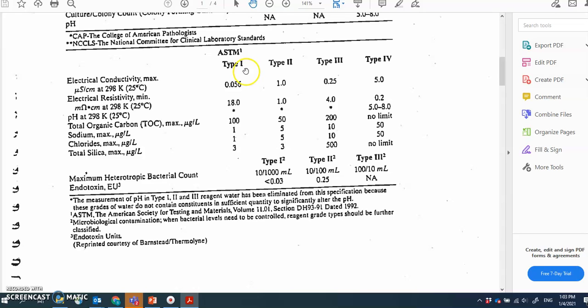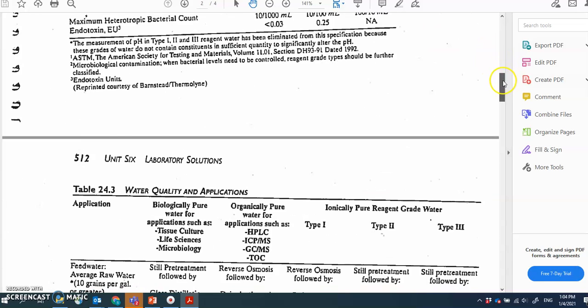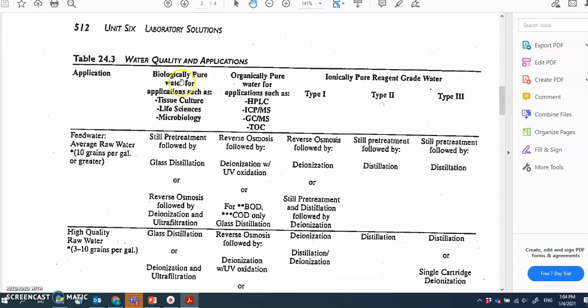So how do you measure the purity of the water? You can measure that using conductivity and electrical resistivity, organic carbon content, the maximum heterotrophic bacterial count, meaning how many bacterial cells are there, and endotoxin counts. So normally it's type 1 water that you have to use for your experiment. For water quality and applications in biological pure water for applications such as tissue culture, life sciences, microbiology, biology, you normally want to use type 1, or 2 or 3, but type 1 is the good water.